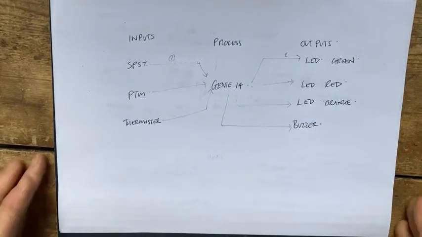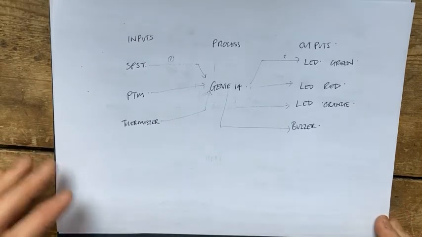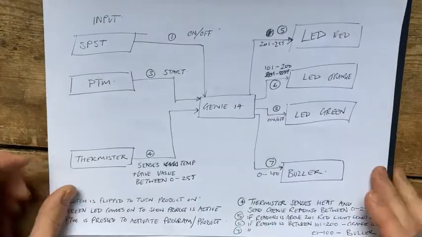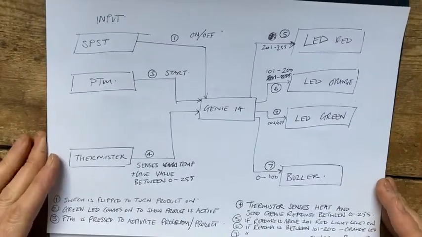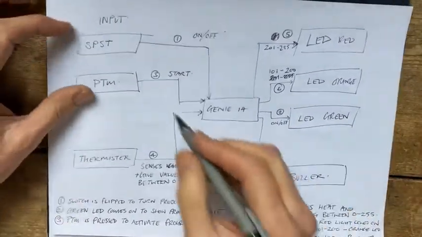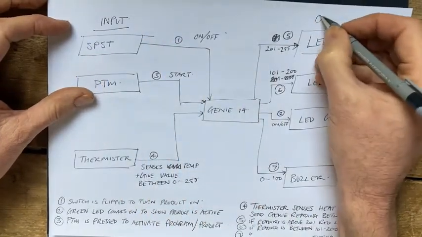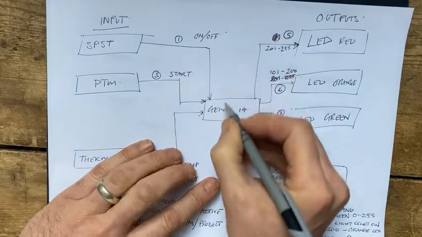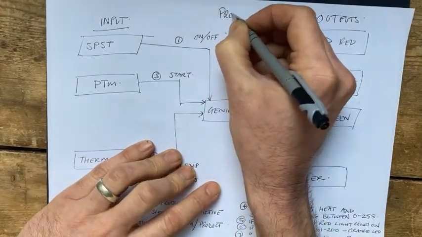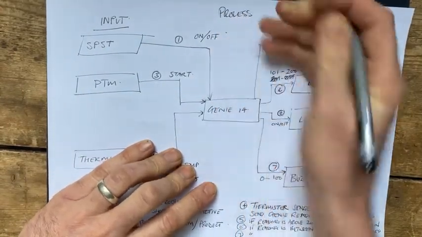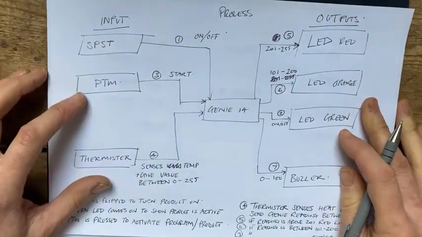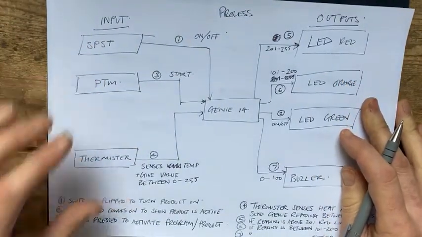So what does this look like in your project? That's what you want to know. Well, I reckon it looks something like this, where you draw a series of boxes and each one represents either the inputs or the outputs. And in the middle here, we have the process. So your inputs are your single pole, single throw, your push PTM, and your thermistor.